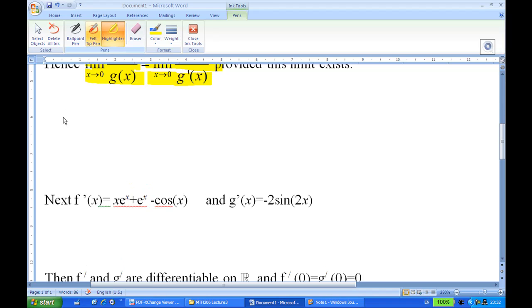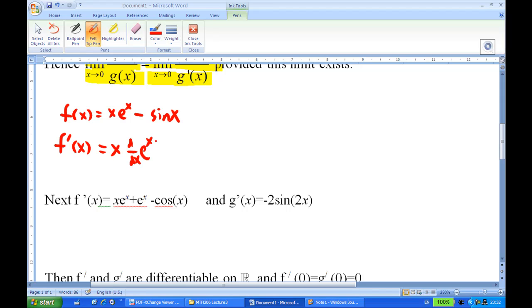So I have f(x) equal to x e^x minus sin x. For the first term, you use the product rule: keep the first term and differentiate the second term, plus keep the second term and differentiate the first term, and minus the derivative of sin x, which is cosine x. Differentiating e^x gives e^x, and differentiating x alone gives 1. So f prime x is x e^x plus e^x minus cosine x.